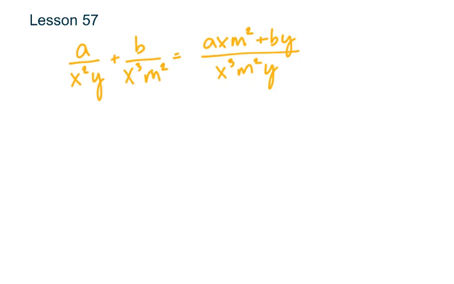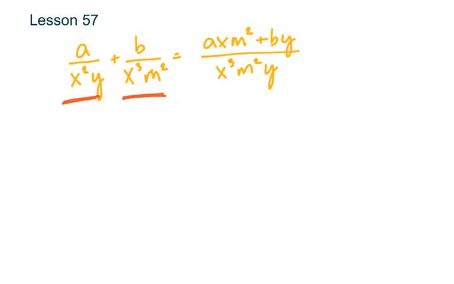So in the past, we've learned to simplify algebraic expressions by adding like terms and adding abstract fractions by finding common denominators. The denominators in the two terms that you see here, listed on the left side of the equation, are: the first denominator is x squared y, the second is x cubed m squared. But we want to find a common denominator for the two terms.